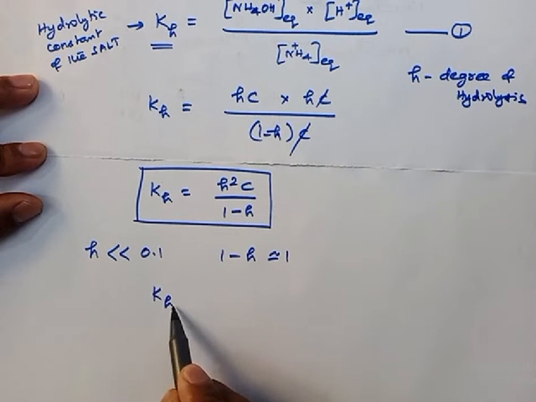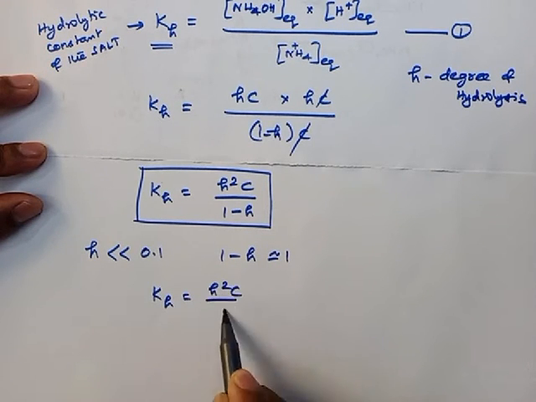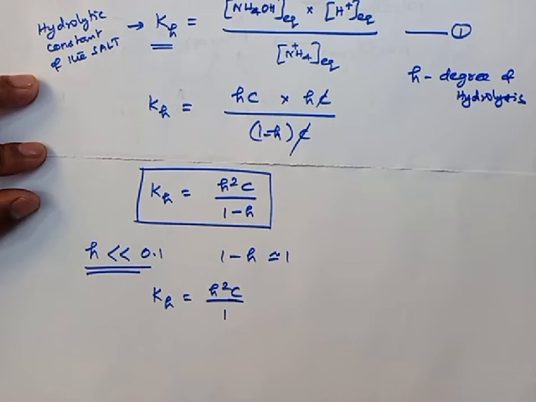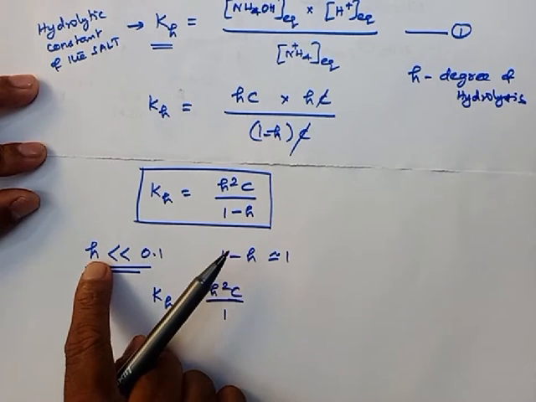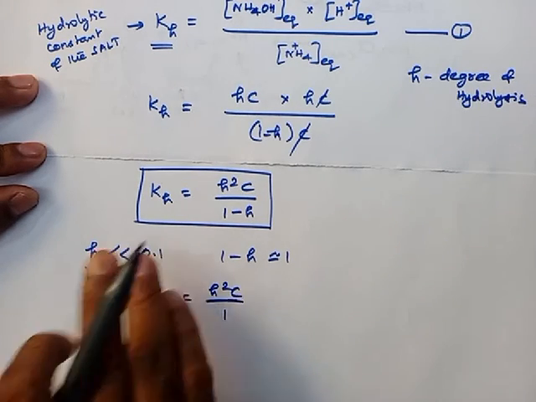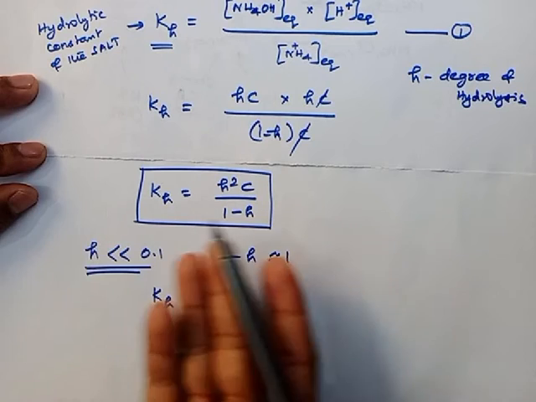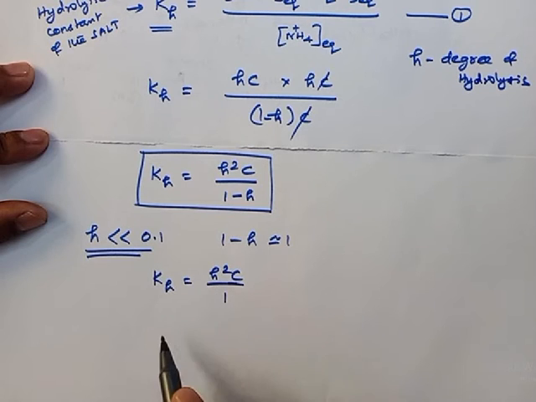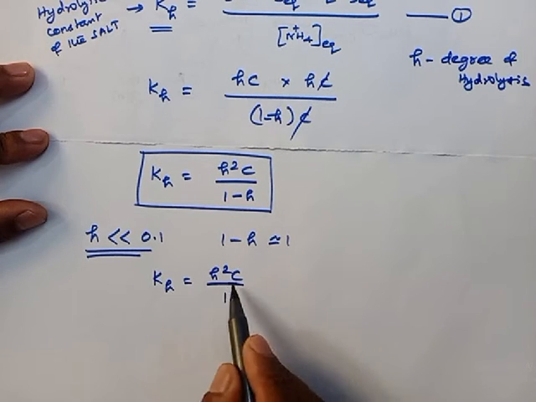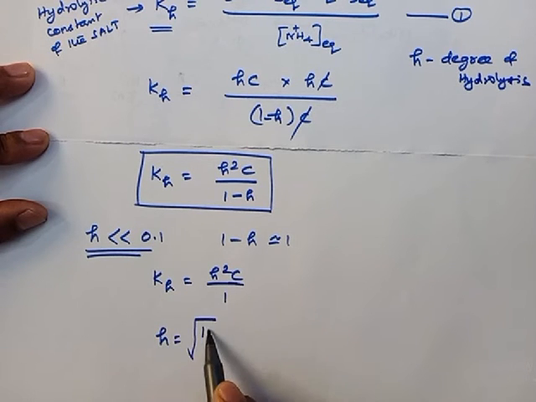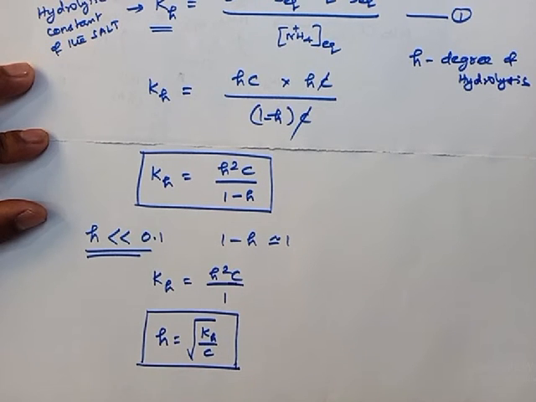So, I will get KH equal to h square C by 1. This is valid for most of the salts. For most of the salts, the hydrolytic constant, degree of hydrolysis will be less than 0.1. So this is valid for most salts. So, blindly you can write this expression, right? Without any confusion. Now, what is h from this? Bring this C here. So, you will get KH by C equal to h square, or h is equal to square root of KH by C. This is the expression for degree of hydrolysis.